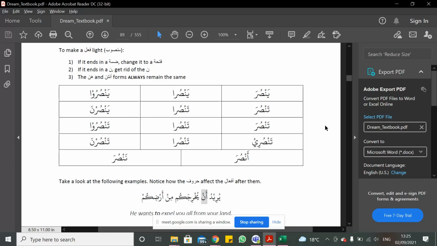Now to make a fail light, what you have to do, we say that the fail can have a fatha ending or a dhamma ending, right? So when you have a dhamma ending, change it to fatha, and when we have a fatha ending, just leave it as it is, right? But when we have a noon ending, we just get rid of the noon. But the hunna and antunna, the group of ladies, they don't want any change. So hunna and antunna remain the same. Get it? There are 3 rules to make a failul mudare mansoob.